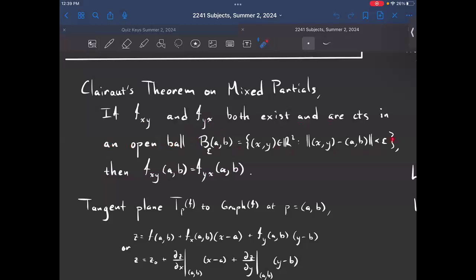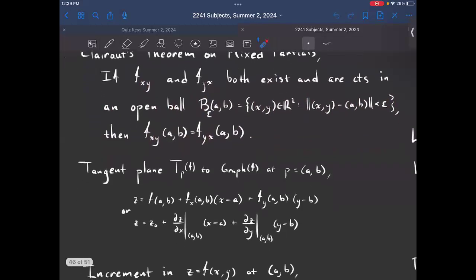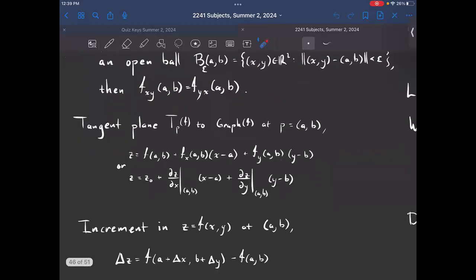This just means if you look at a small region around the point (a, b) that you're interested in, then this is true for all points there. Okay, and then you get these mixed partials being equal. Okay. Next up, we have the tangent plane.